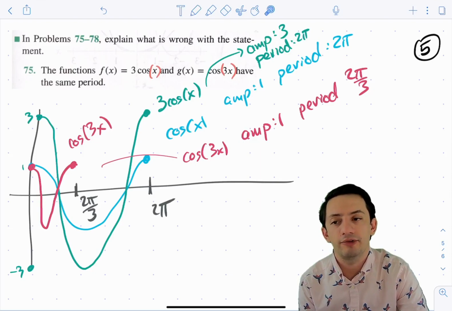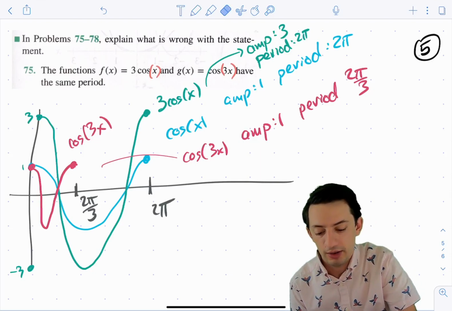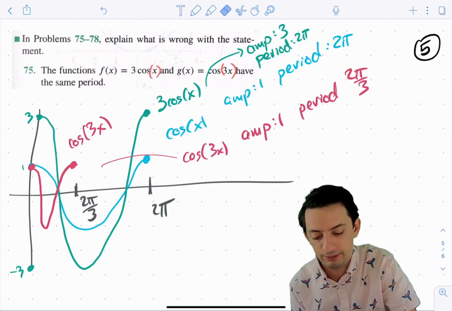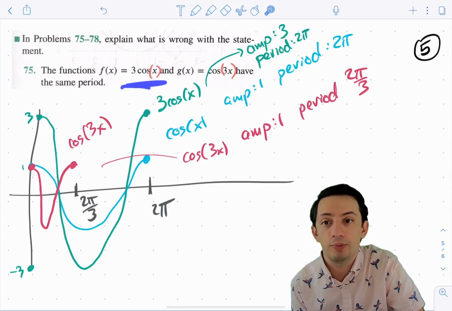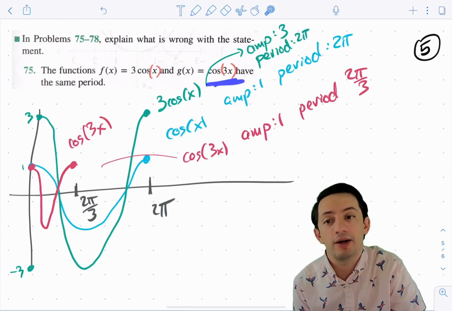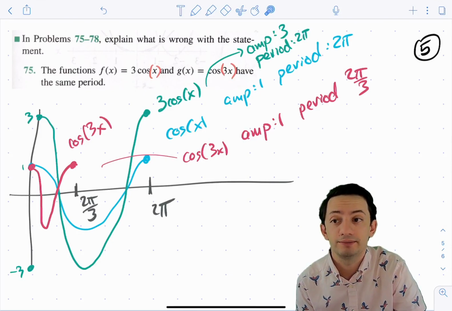So what's wrong with the statement? I don't exactly know how to phrase this, but the statement is wrong. This has a period of 2 pi. This has a period of 2 pi over 3. So they don't have the same period.